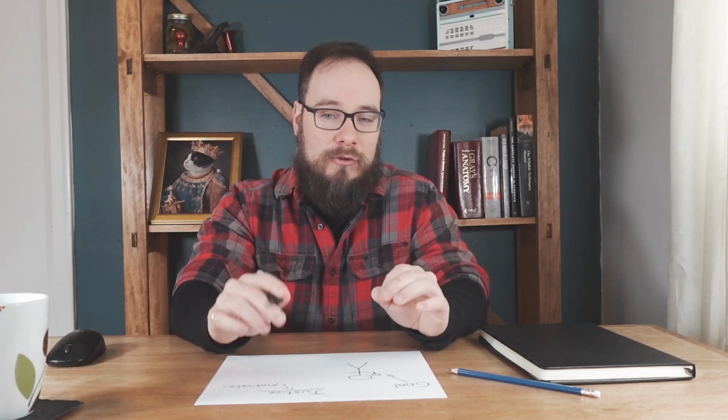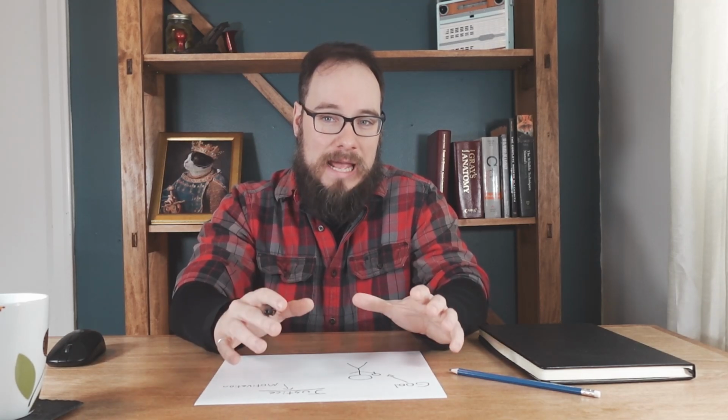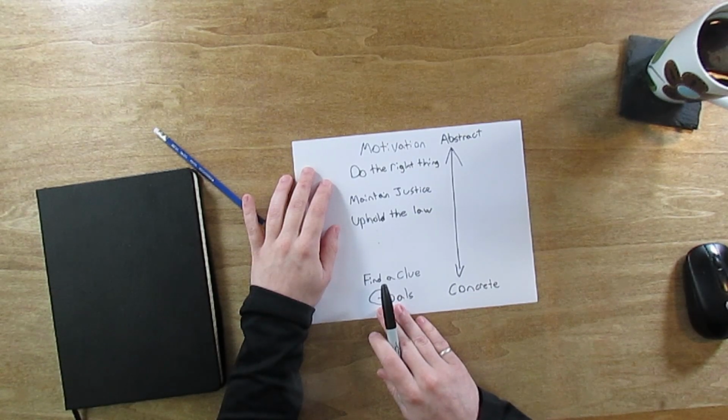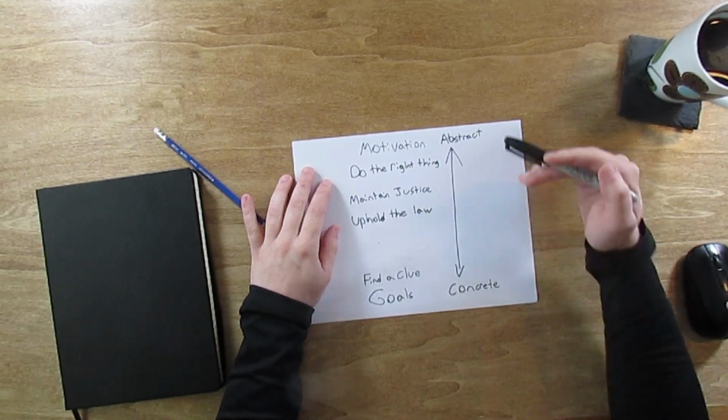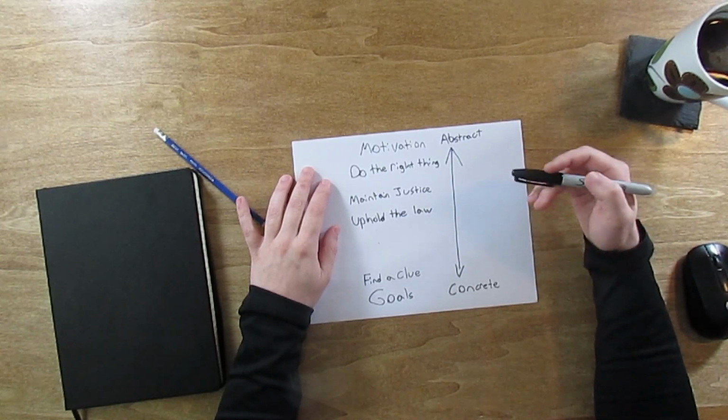You want to make actualizing their motivation a maze, not a clear path. Another thing to consider here is that motivations don't necessarily exist at a single point, but rather along a continuum. The way you create a motivation is you take a goal and then make it more and more abstract until you arrive at a motivation.